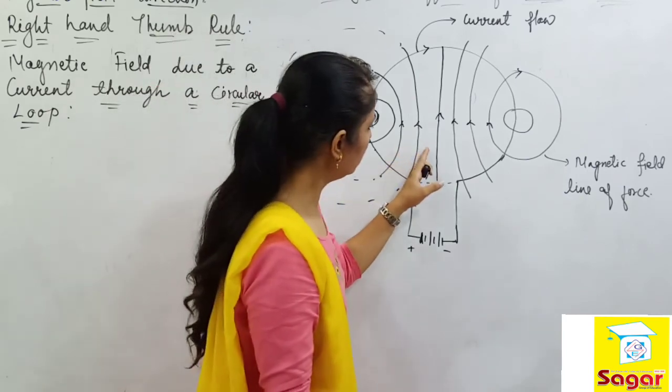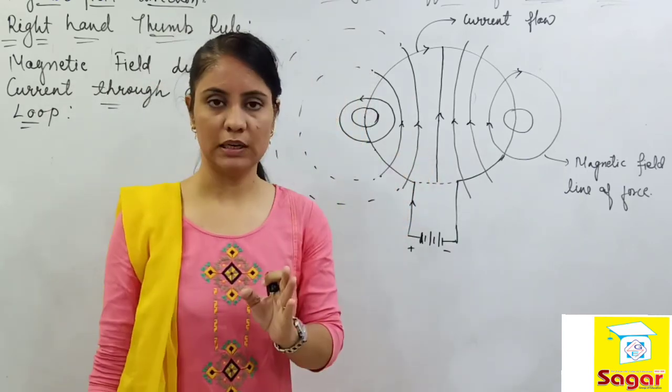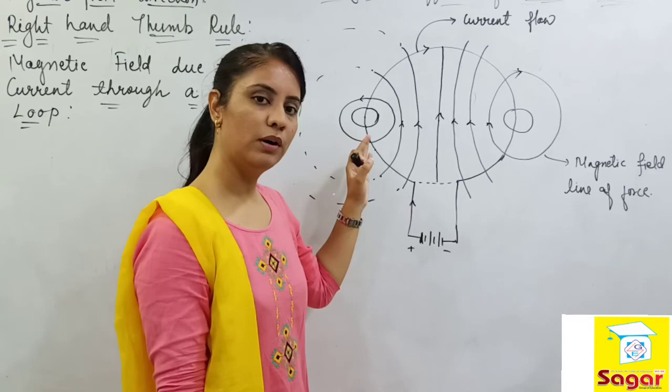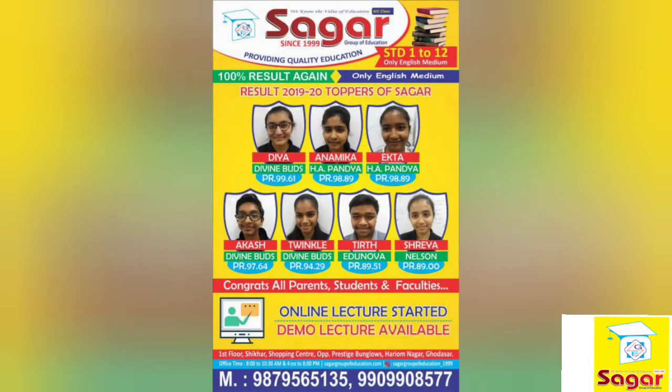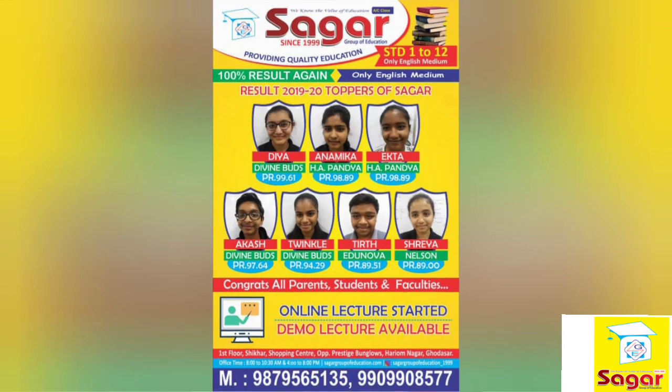So at the center they will pass over a straight line, and at all the individual points they will show a pattern of concentric circles. These are the points for today, everybody.